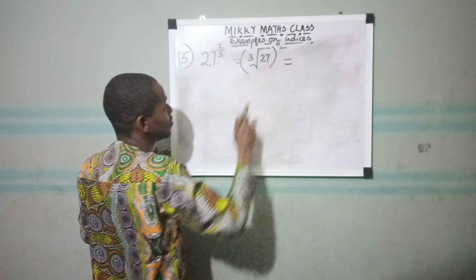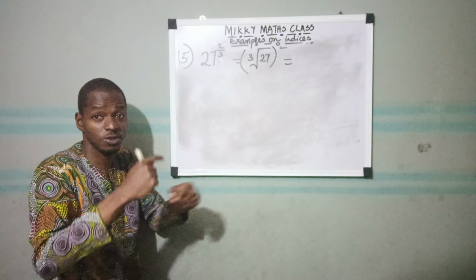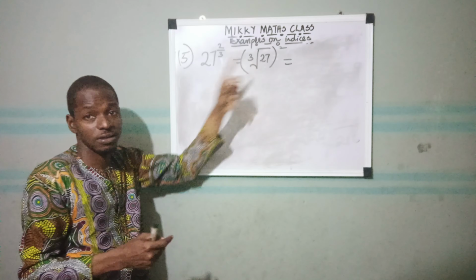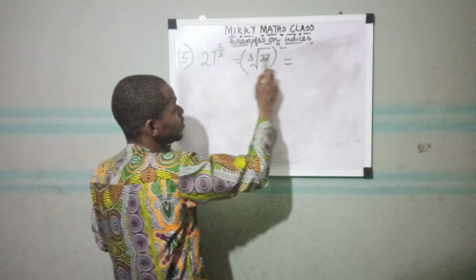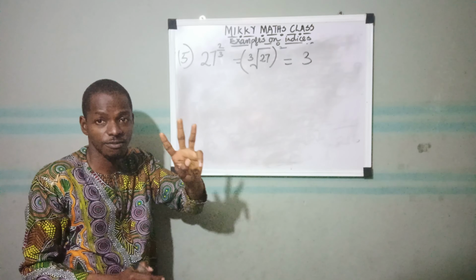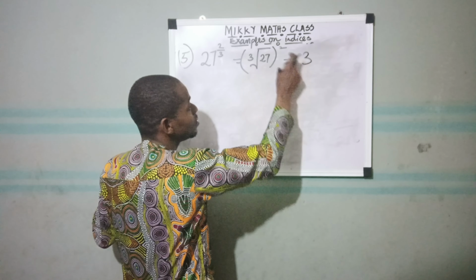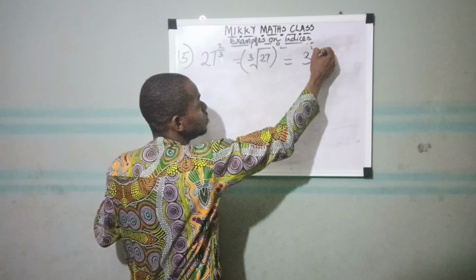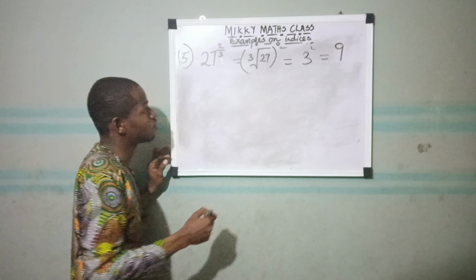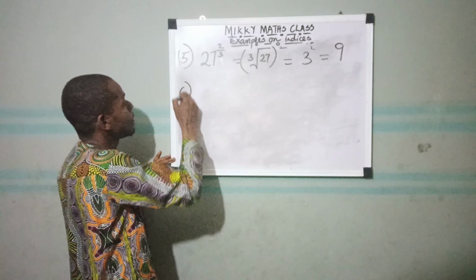In our class, we said that the cube root of any number is which number will multiply 3 times to get this number. What is that number? It's 3. Cube root of 27 is 3, because 3 times 3 times 3 will give me 27. Now, cube root of 27 is 3, then this power, 3 raised to the power 2, is 9. Okay, let's take the sixth example.